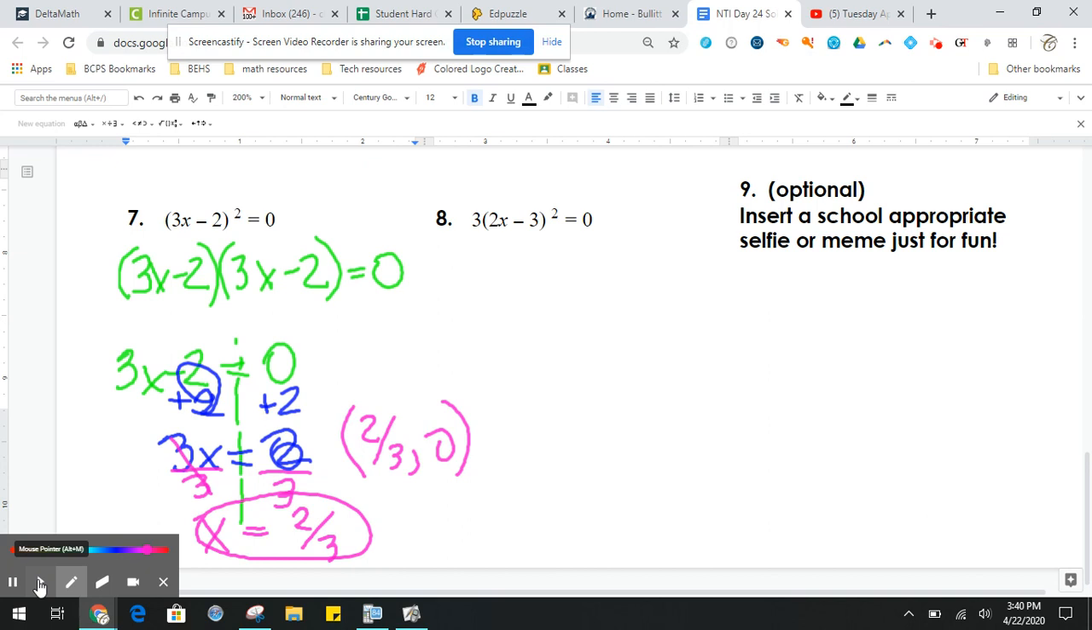Don't forget to show all of your work for the remaining problems, and number 9 is optional.